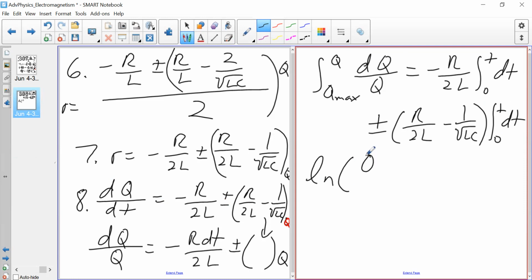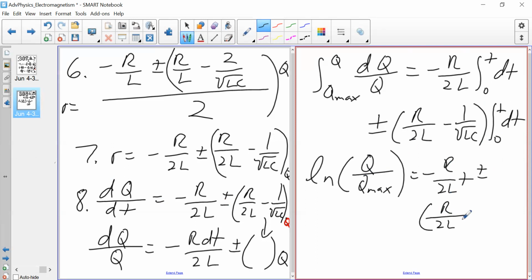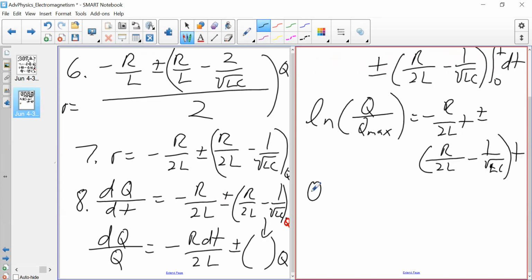Natural log of Q over Q max equals negative R over 2L times t, plus or minus R over 2L, and that's the square root of LC, times t. And then I'm just going to continue: Q over Q max. We divide both sides by natural log. We're going to get e to the minus R over 2L t.